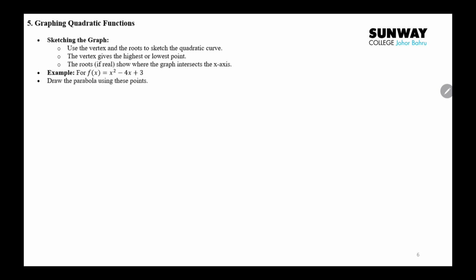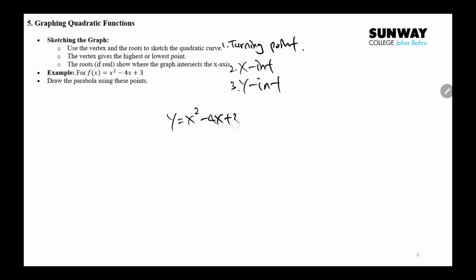We also would like to talk about how we can graph quadratic equations. For us to draw the graph, we have to know a few things. For example, you have to know the turning point, which is also the vertex. You need to know also the x-intercepts as well as the y-intercept. Usually, these are the three important things for drawing. So y equals x squared minus 4x plus 3. Let us determine all these three items.